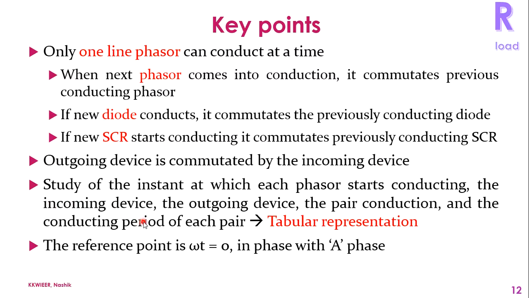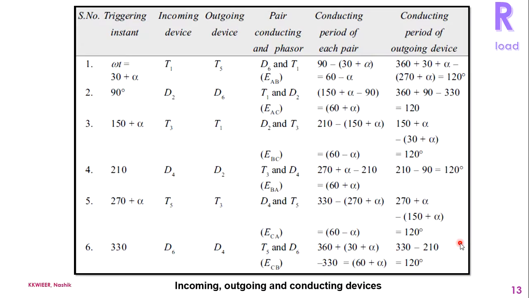So to study the instant at which each phasor starts conducting, the incoming and outgoing devices, the pair of conduction and the conduction period of each pair, it is given in tabular representation in the next slide. For that, the reference point is omega t equal to 0, in phase with the A phase. So this is a tabular representation of incoming, outgoing and conducting devices.